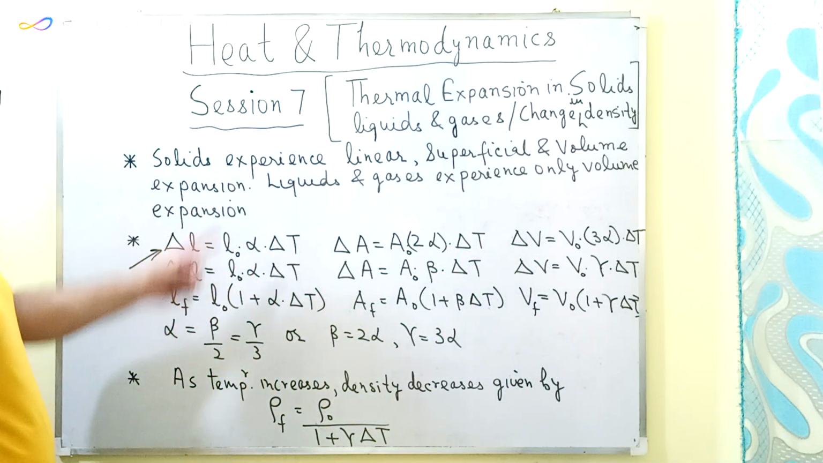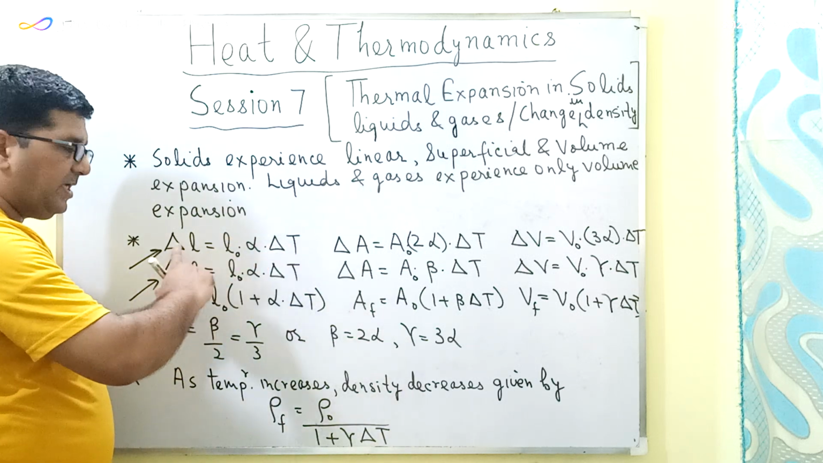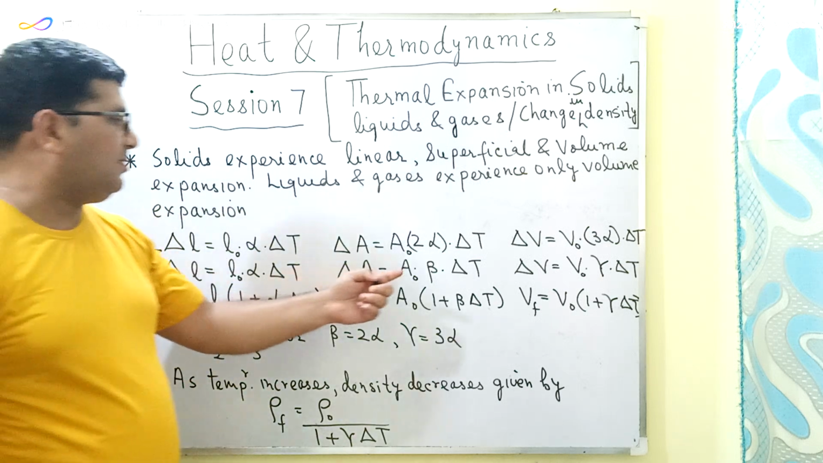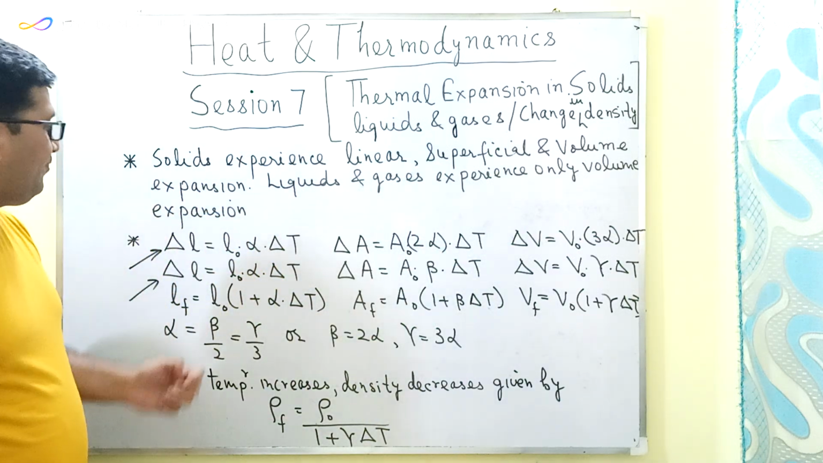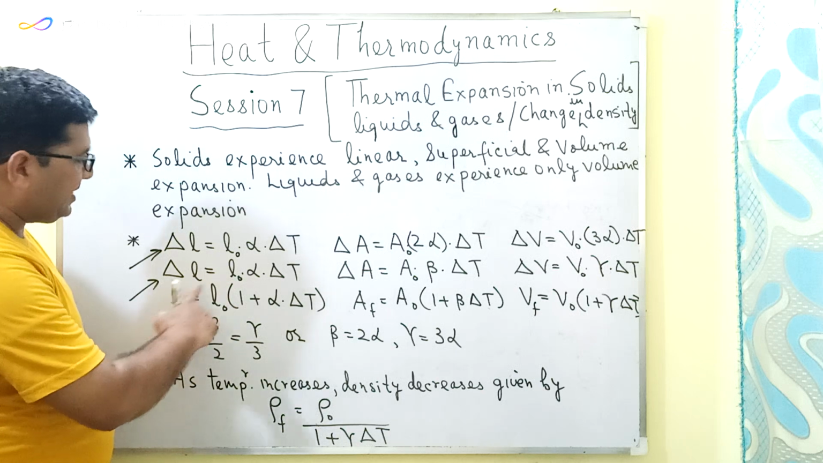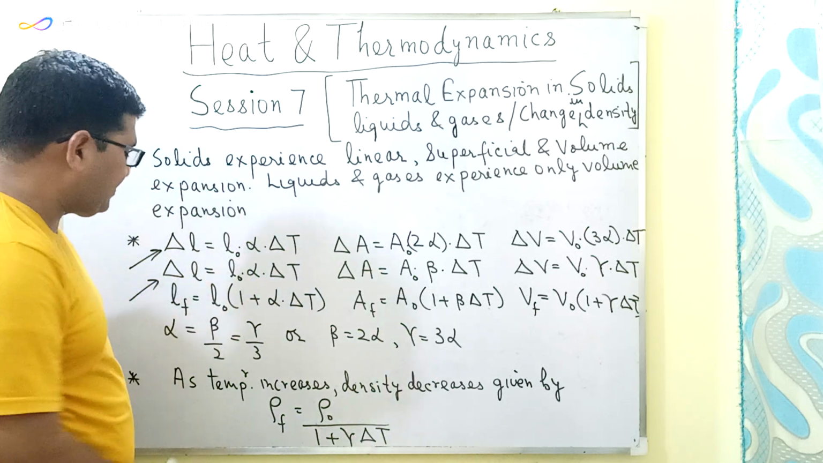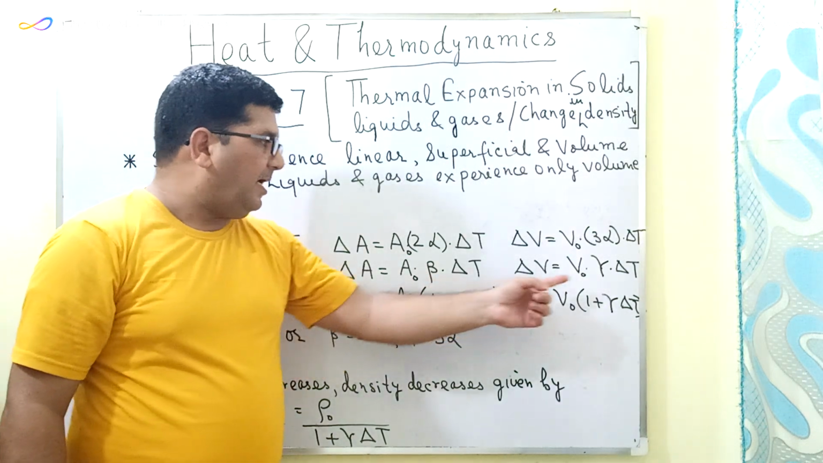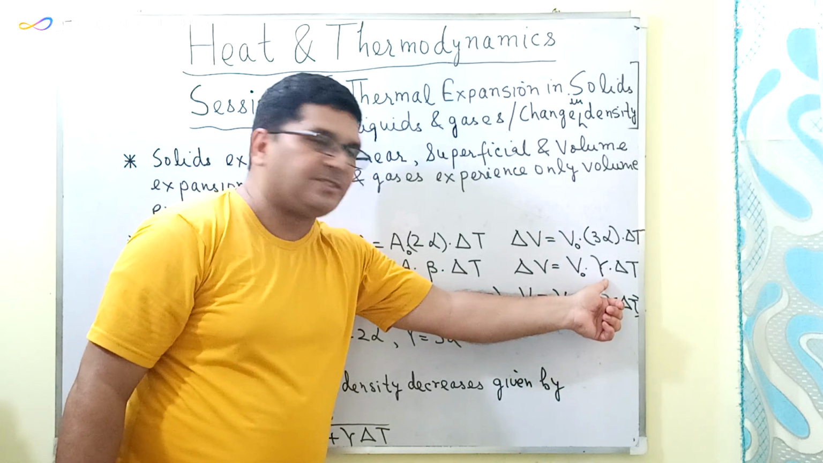In session number 5 we discussed these equations in which the change in the length, area and volume was described in terms of the coefficient of linear expansion only. But in this session we will be discussing the changes not only in terms of the coefficient of linear expansion but also in terms of the coefficient of superficial expansion, that is beta, and the coefficient of volume expansion or cubical expansion, that is gamma.